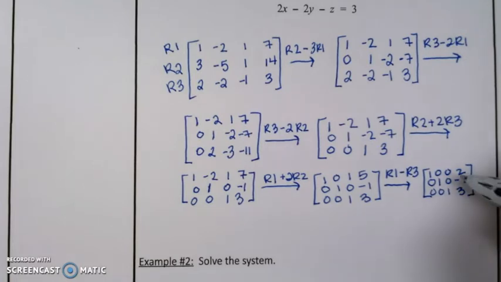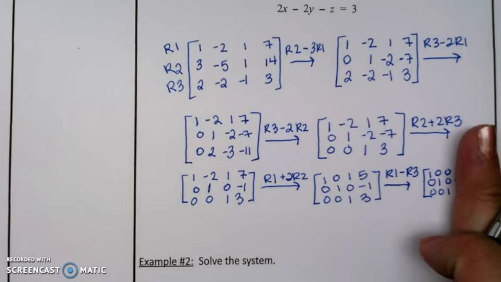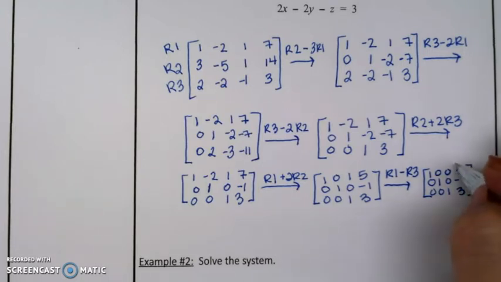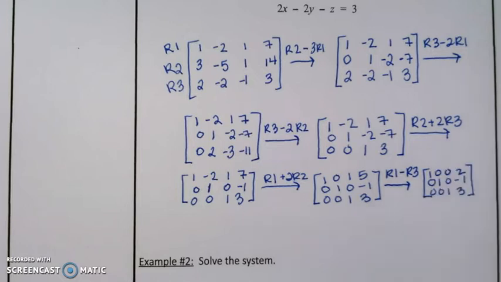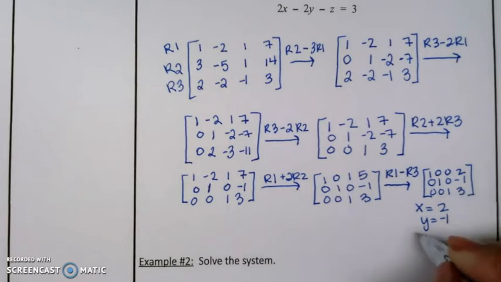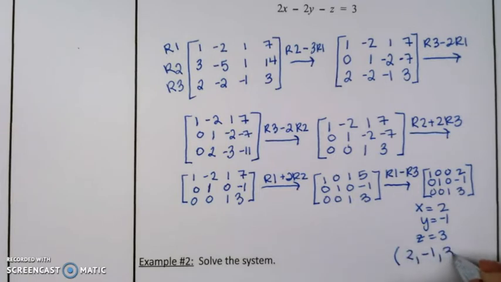So notice, if you look just at the square matrix at the front of our resulting matrix, it looks like an identity matrix. If we were to cover up the last column, that looks like an identity matrix, okay? So we could say that this is like the I3 matrix, and what this tells us is that x equals 2, y equals negative 1, and z equals 3. So we end up with the ordered triple 2, negative 1, 3.